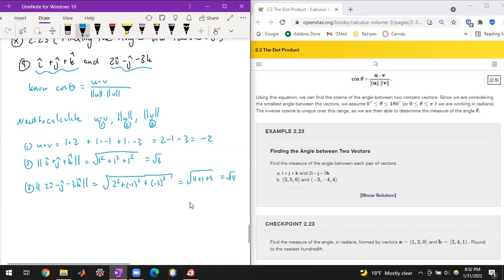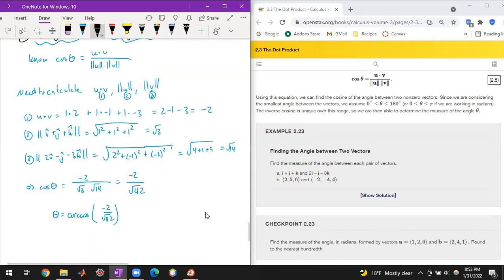So putting it all together, we get that cosine of the angle between them is going to be negative 2 divided by the square root of 42. There's realistically a couple different ways to proceed. You can actually leave it just like this, especially because this isn't going to give us a very nice answer. So this is an exact value instead of a decimal approximation. For simplicity, I might just leave it like that, and we'll see what the solution does when we're done.